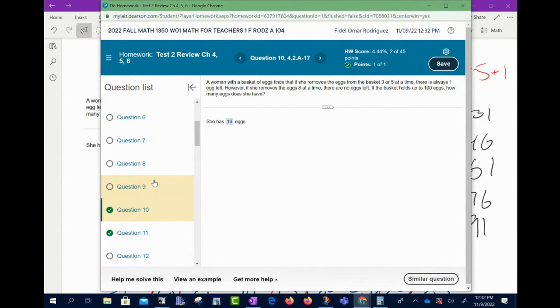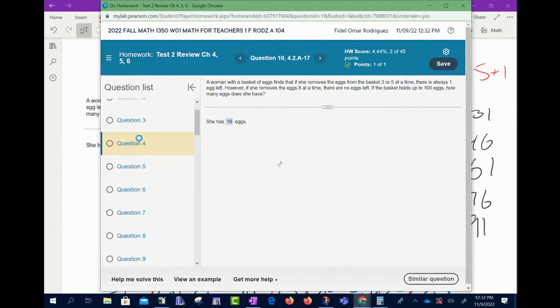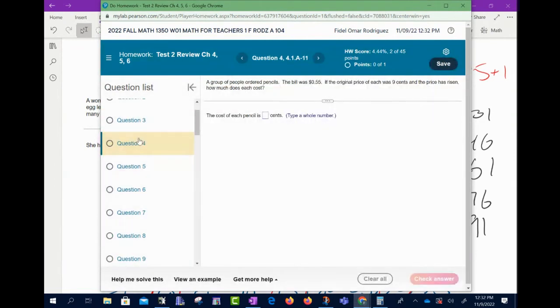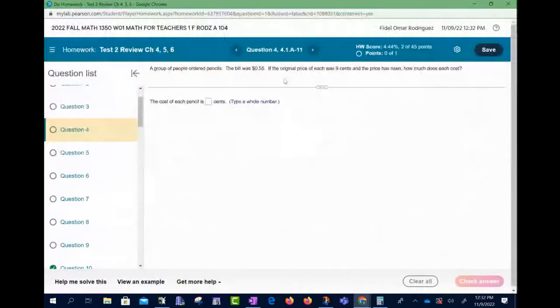Anything there? Number 4. Let's take a look at number 4. Okay, it says a group of people ordered pencils. The bill was 55 cents. If the original price of each was 9 cents and the price has risen, how much does each cost?